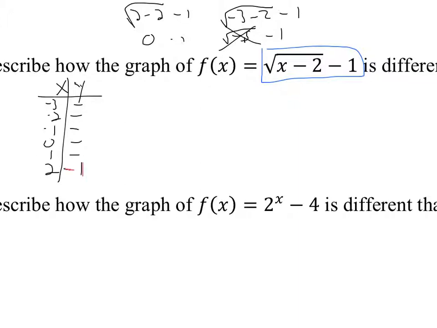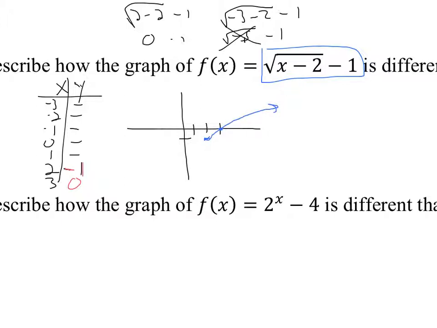If you plug in a 3, you're going to get 3 minus 2, which is 1. Root of 1 is 1. 1 minus 1 is 0. And what's going to happen is you're going to get a graph that doesn't even start to show up until +2, which gives you a -1. And then 3, which gives you a 0. It's going to look like this.